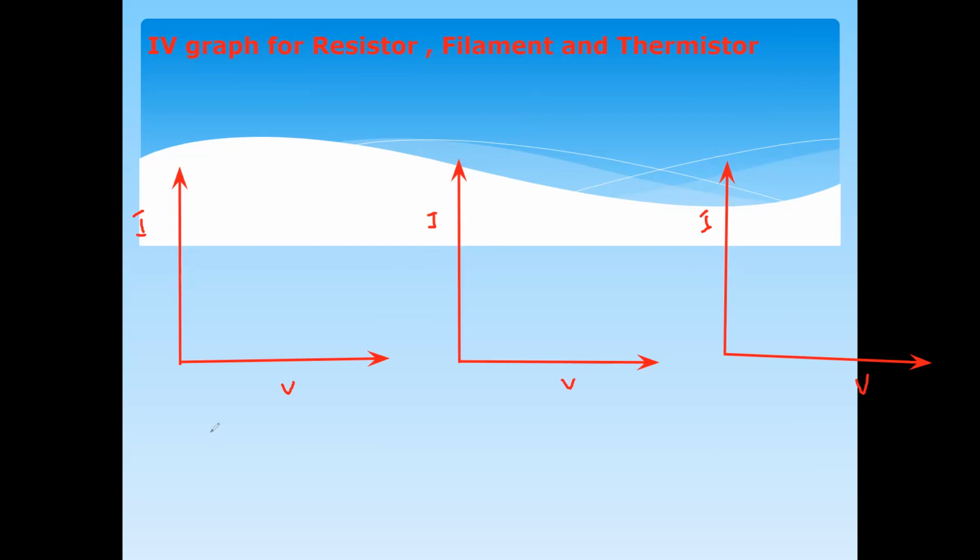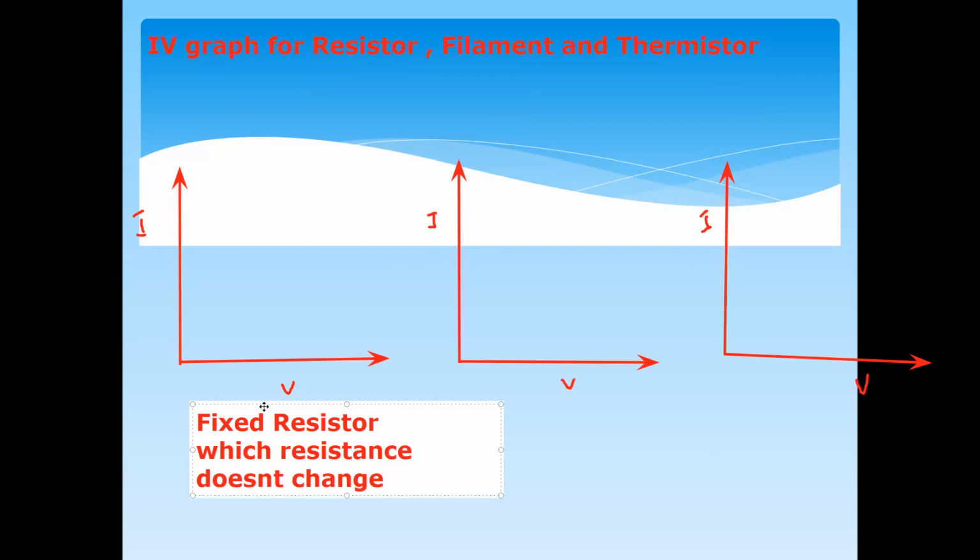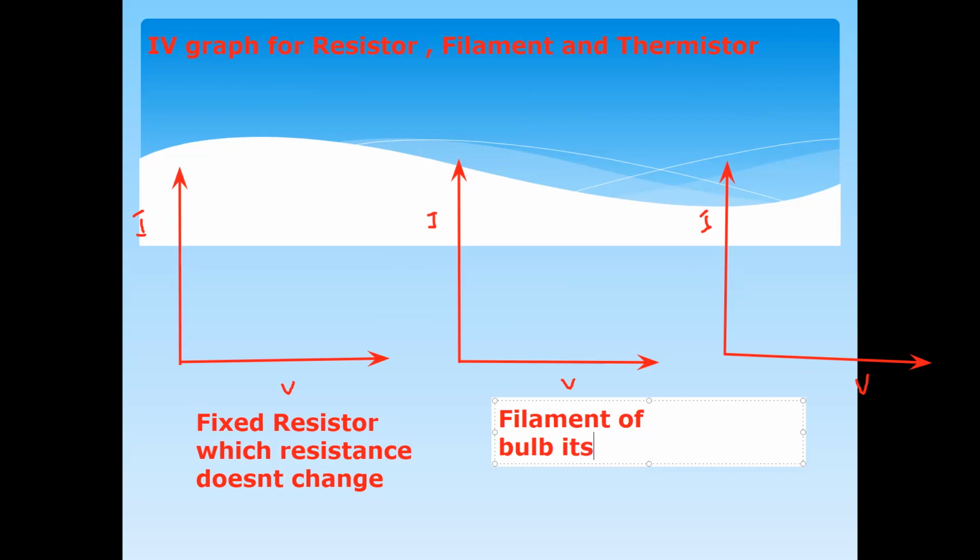Here we have a resistor, a fixed resistor, whose resistance does not change. Then we have the filament of a bulb. Its resistance increases with temperature. As we use it, the component becomes hot and its resistance increases with temperature.